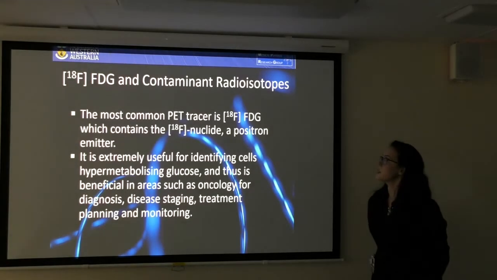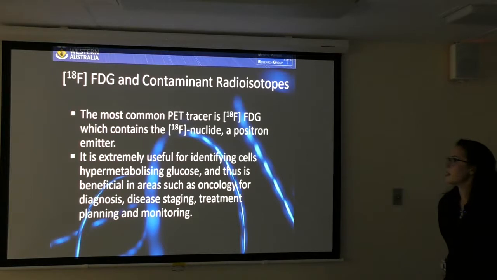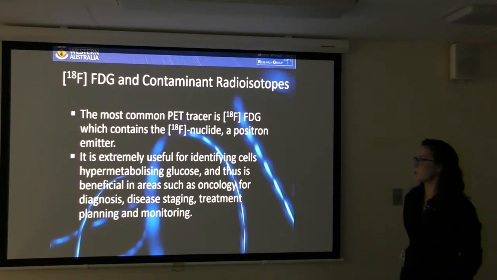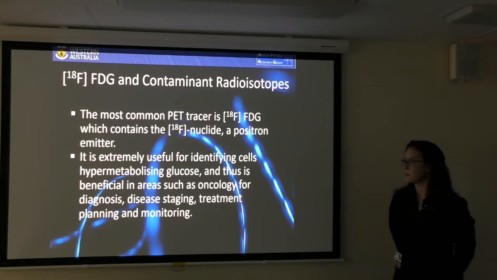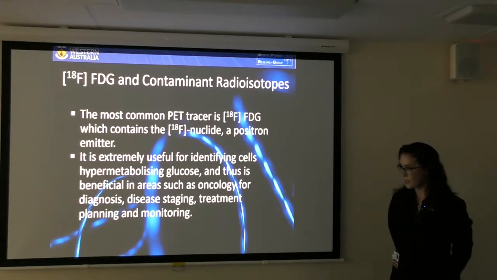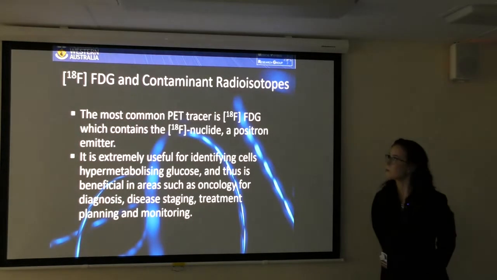So FDG is one of the most common PET radiotracers. It contains the F18 nuclide and is a positron emitter. It is extremely useful for identifying cells that are hypermetabolizing glucose, and thus it is very beneficial in areas such as oncology for diagnosis, disease staging, treatment planning, and monitoring.